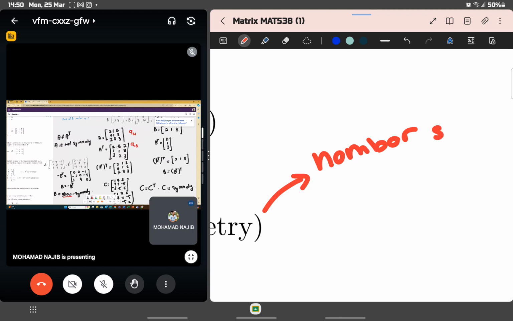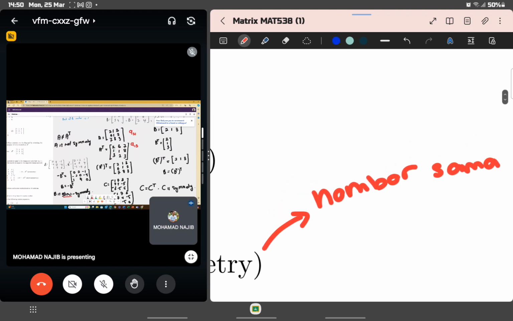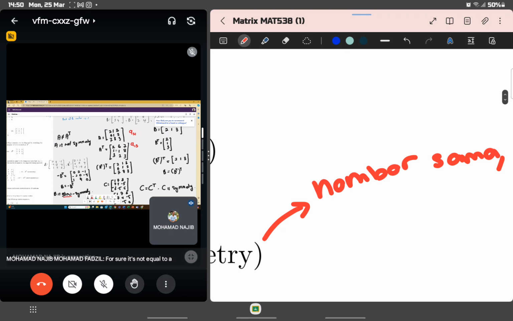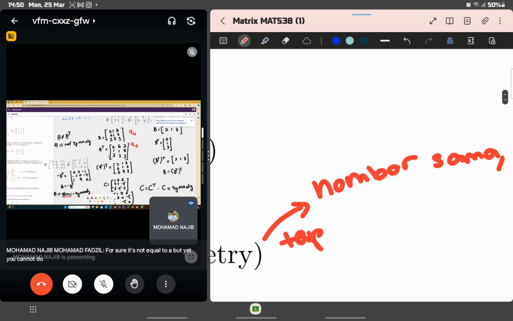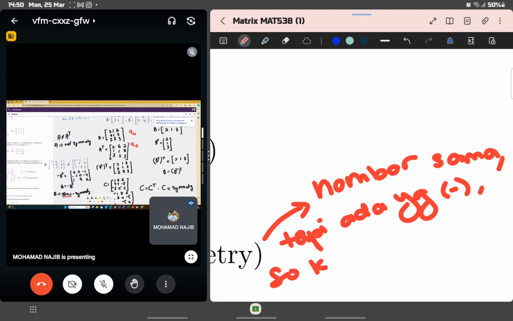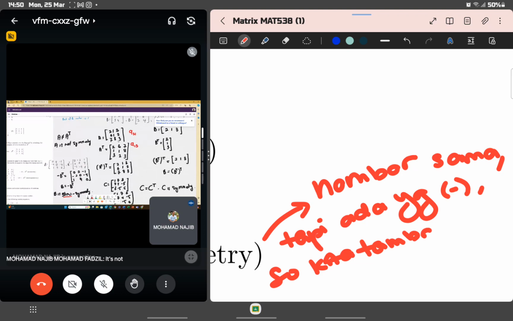Soalan ni, after you do the transpose, for sure it's not equal to A. But yet you cannot do anything. Memang lepas tu tak boleh nak buat apa dah. Dia tak akan sama dah. Sebab sini dah tak sama dah. Ni 213, sini 267. Dah tak sama dah. Betul tak? Jadi macam kes yang pertama ni, it is not a symmetry.